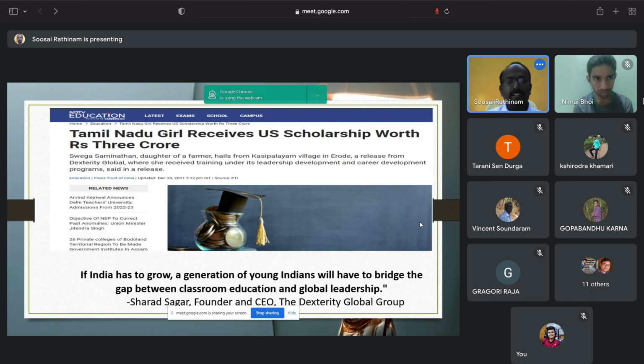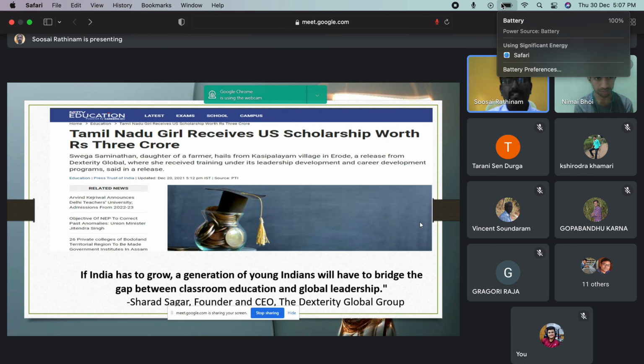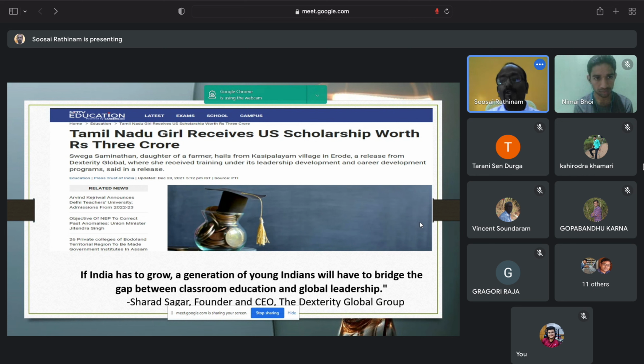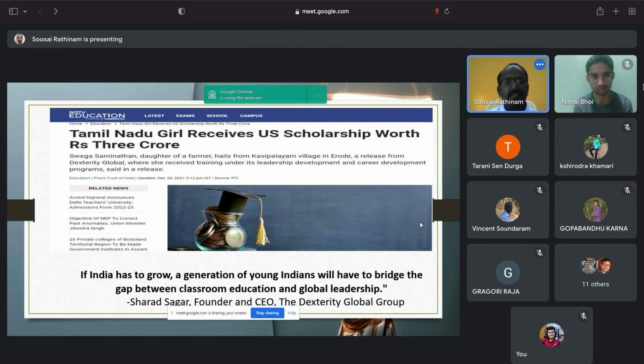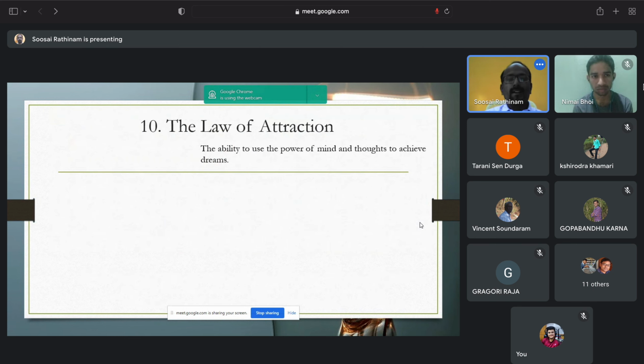It said, if India has to grow, a generation of young Indians will have to bridge the gap between classroom education and global leadership. That caught my attention. I thought, really, this is one of the NGOs or platforms that have been working for children from India, and trying to make the children achieve their goals in their lives. And the last important thing is the law of attraction.